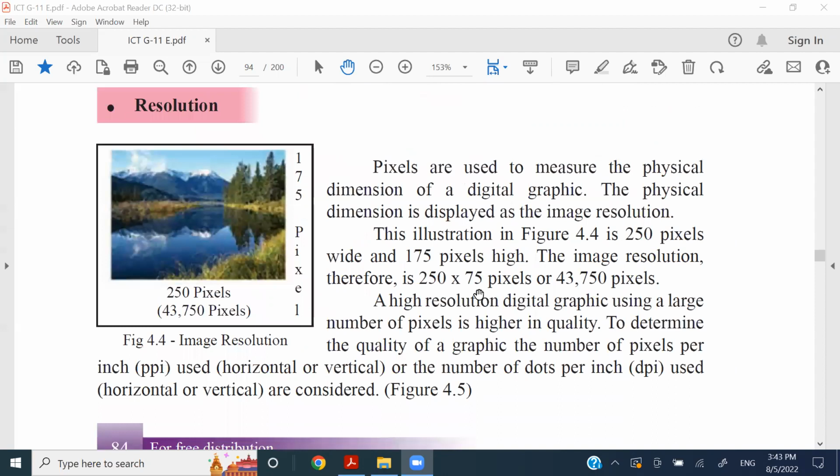Right. So let's talk about the resolution. Now, you know what they mean by a pixel, right? Now we are going to talk about resolutions.